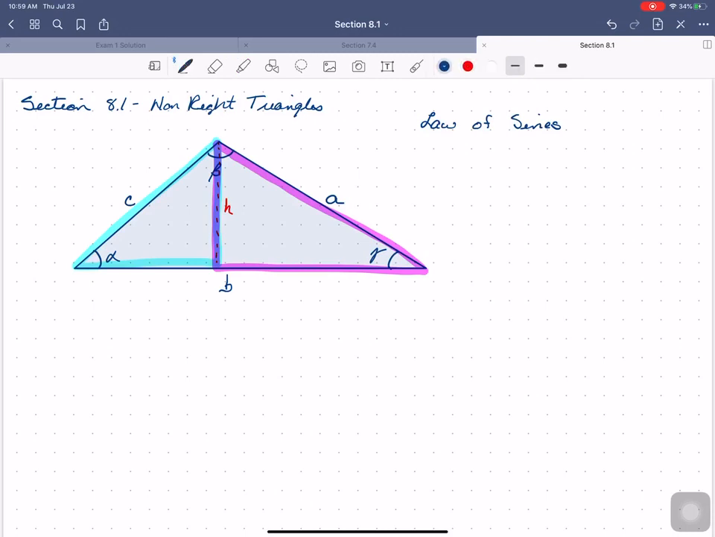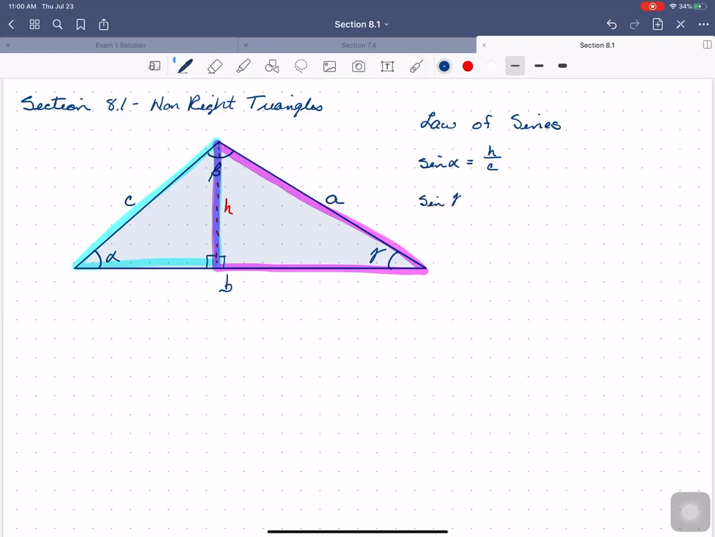Also note that H is not hypotenuse, H is just height. Also note that the hypotenuse of each right triangle is a side of the original angle. So looking at just the blue right triangle, the sine of alpha is H over C.